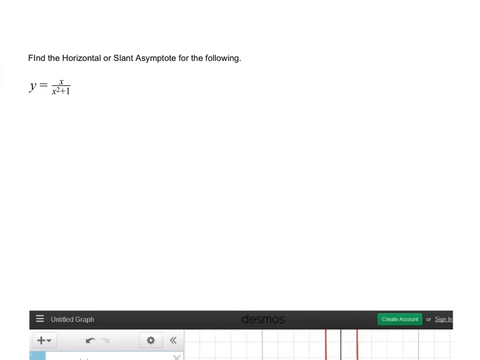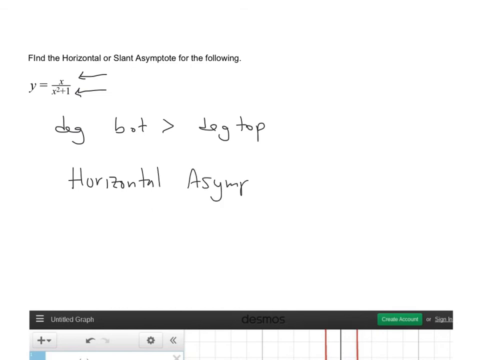So let's look at a couple examples. This first one is actually the easiest one, because if you look at the degree of the bottom, the highest power, it is 2. If you look at the degree of the top, it's only 1. So since the degree of the bottom is greater than the degree of the top, we automatically know this has a horizontal asymptote of y equals 0. No fancy math, nothing else. The degree of the bottom is bigger than the top, so you automatically have a horizontal asymptote of 0.